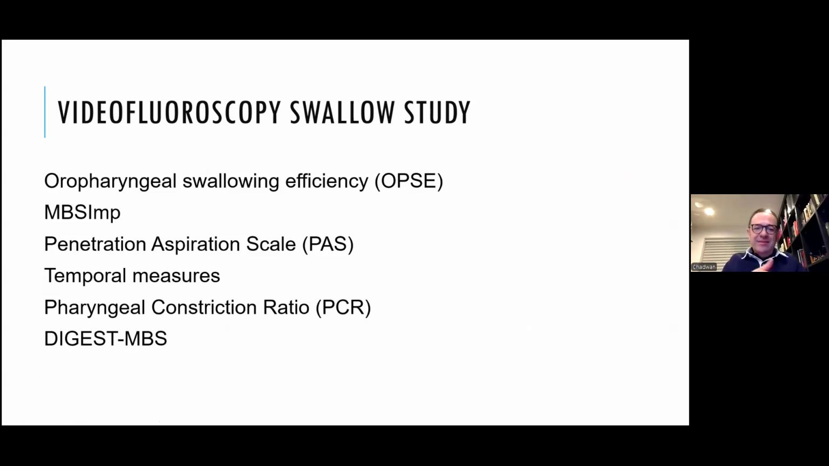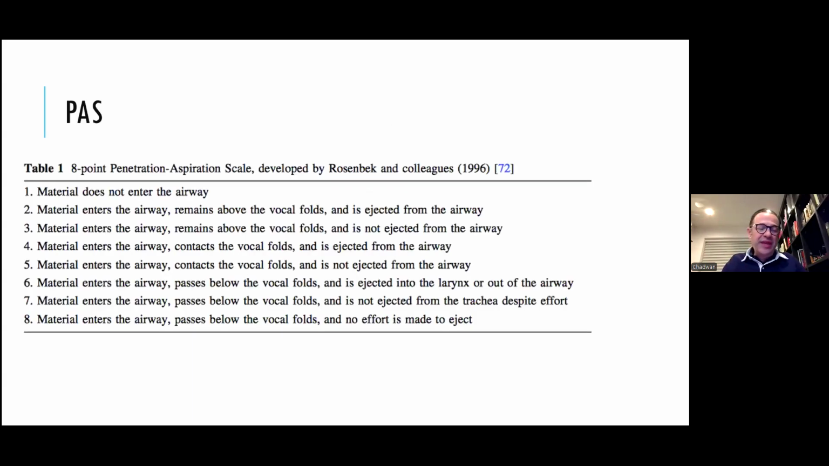So, same thing: there are plenty of ways to try to quantify a video fluoroscopy, and you need to pick a single method and stick with it. The way I like to look at it, and the way we do in our institute, is we use two things. I think the Penetration Aspiration Scale, this is the most common, most consistent across everything. It goes from 1 to 8. It is most widely used.